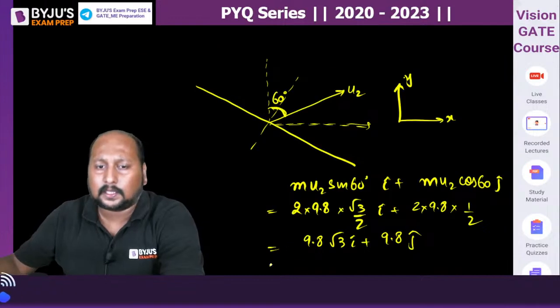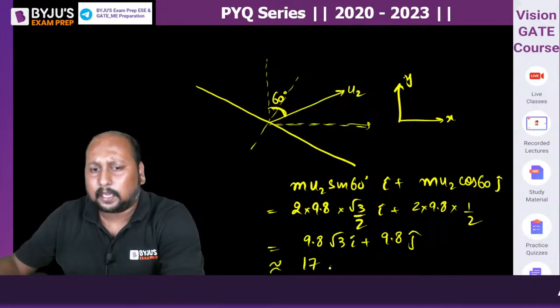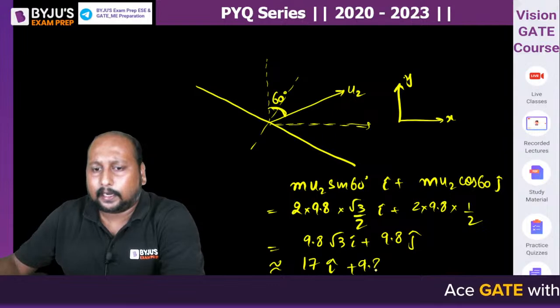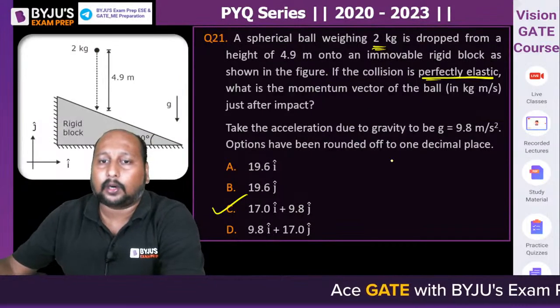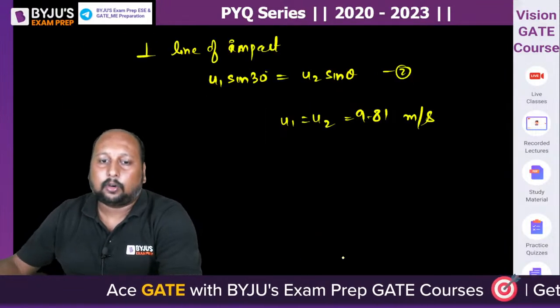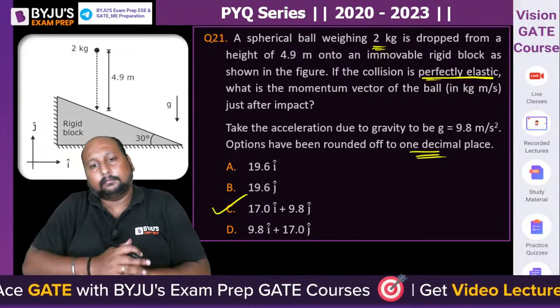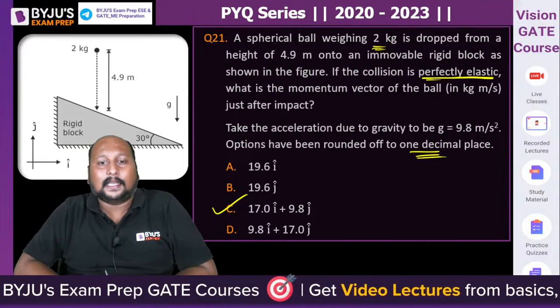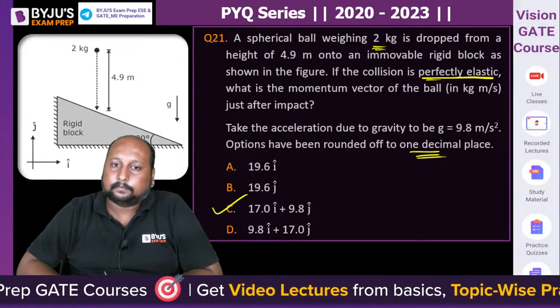What is this value? This is somewhere around 17 i cap plus 9.8 j cap, because they have said that you have to round off to 1 decimal. So this is the nearest value. Option C is the correct answer. Okay, option C is the final correct answer that we are getting.